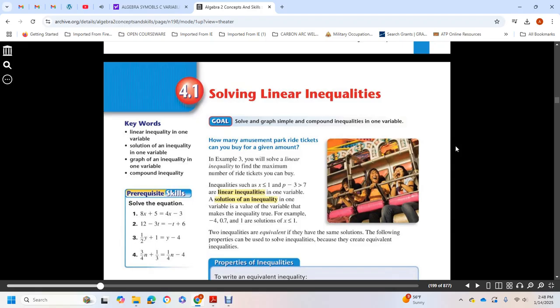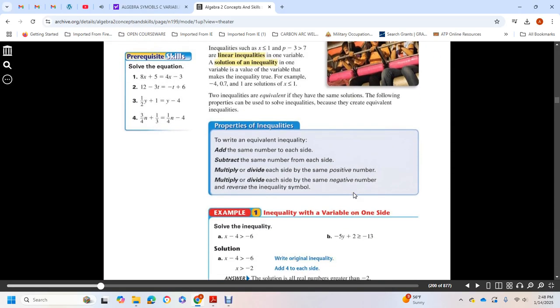Two inequalities are equivalent if they have the same solution. The following properties can be used to solve inequalities by creating equivalent inequalities. Properties of inequalities, right? Equivalent inequalities.